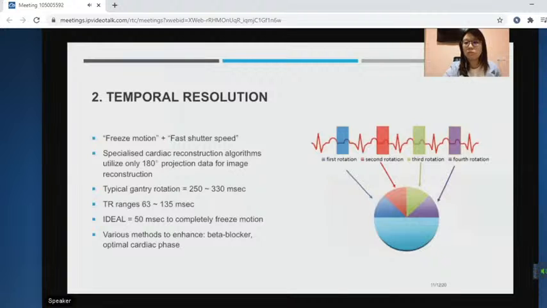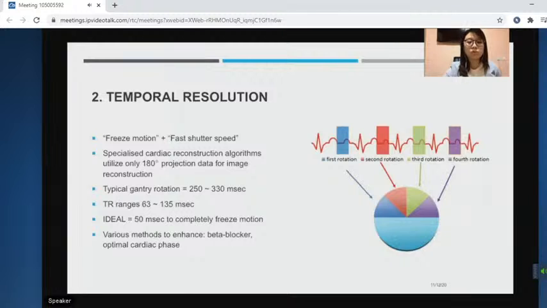Secondly, the most important parameter that we always talk about when we do CT is temporal resolution, because we are focusing on freezing the motion of our coronary arteries. For all machines, we have specialized cardiac reconstruction algorithms, which only scan a half segment of 180 degrees projections to get enough data for the image reconstruction.